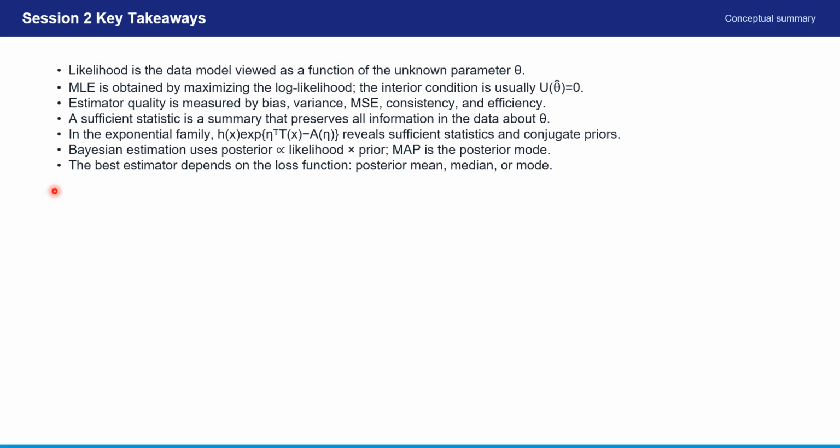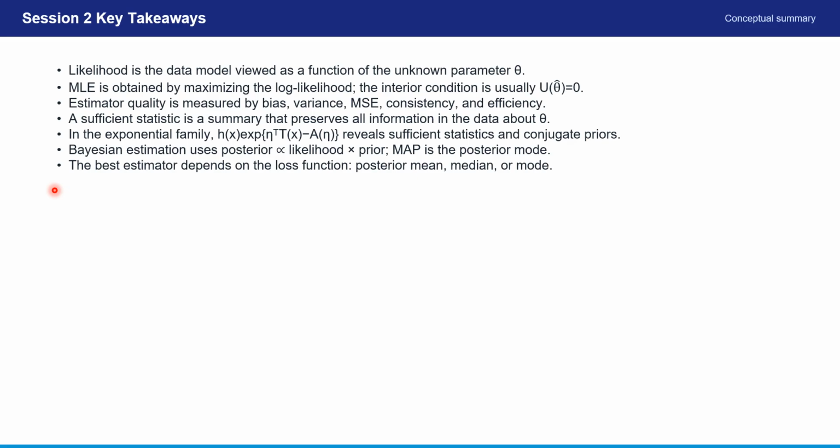Sixth, a sufficient statistic is a summary that preserves all information in the data about the parameter. The factorization theorem is the main tool for finding sufficient statistics. Seventh, the exponential family gives a general form that includes many useful distributions and naturally reveals sufficient statistics. And finally, Bayesian estimation combines prior and likelihood to form the posterior.